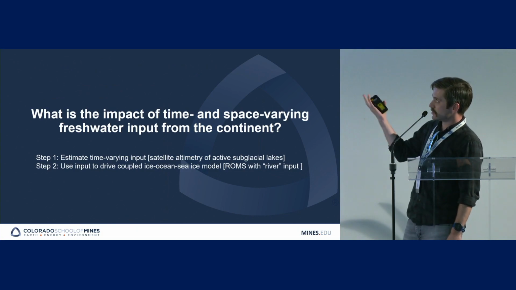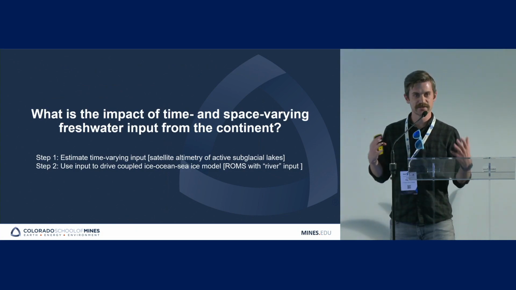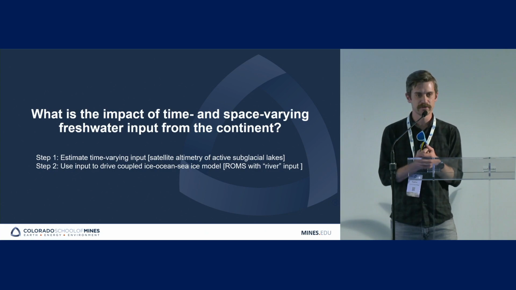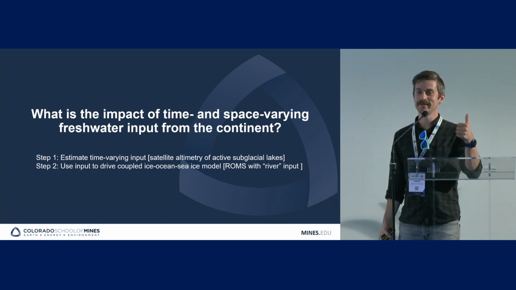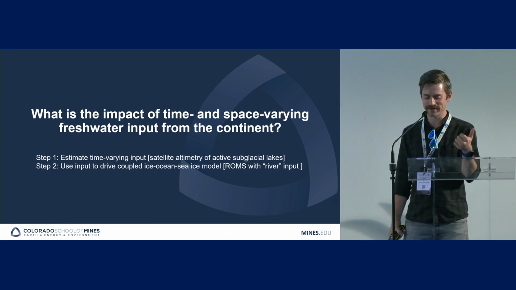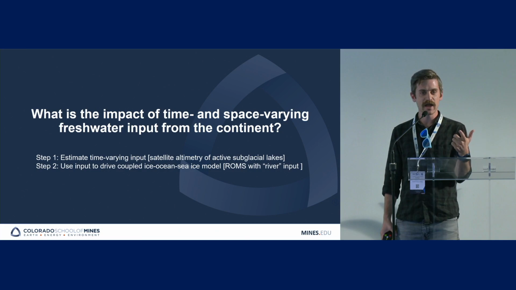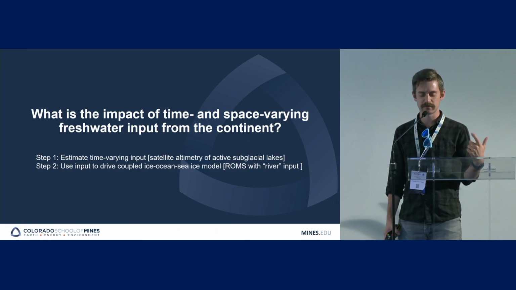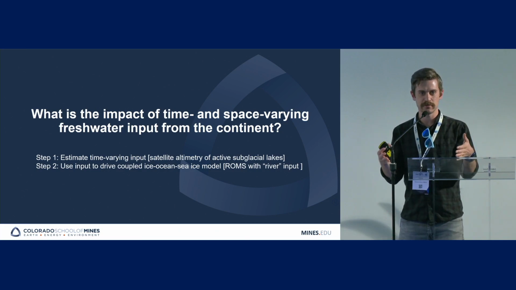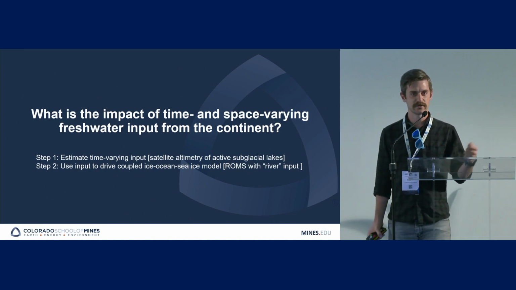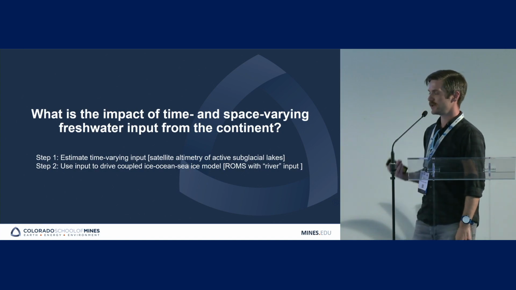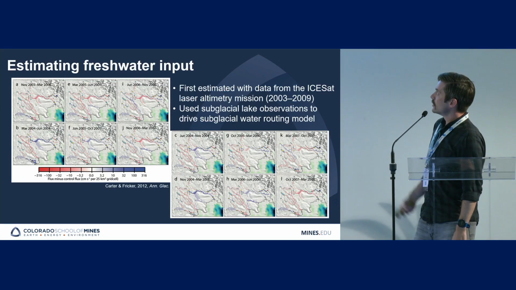And so that really drove this question of ours: what's the impact of this time and space varying freshwater input from the continent? And that's going to require 2 steps. The first is actually trying to estimate this time-varying input of freshwater, and we're going to do that through satellite altimetry, and then use that satellite altimetry information, route it downstream, and use that as a river input into a coupled ice shelf ocean sea ice model. And then we get to see what it does.